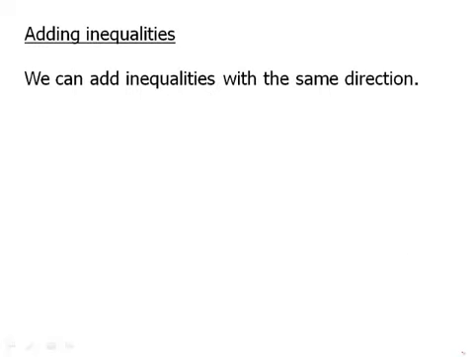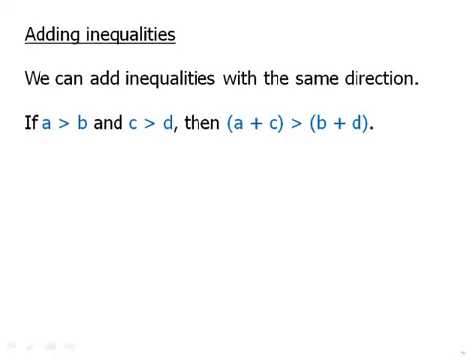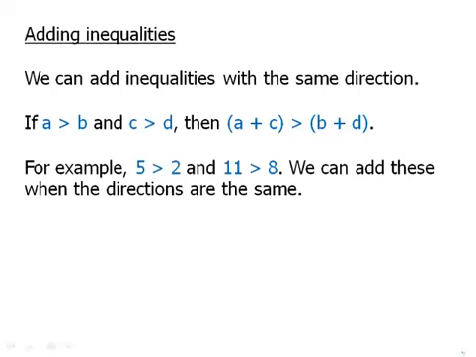First of all, we can add inequalities with the same direction. In other words, with the inequality pointing in the same direction. So if a is greater than b and c is greater than d, then we can just add them together. a plus c has to be greater than b plus d. And that makes sense: if we add the two big things, it's going to be greater than the sum of the two small things. For example, 5 is greater than 2 and 11 is greater than 8. Those are two true inequalities. We can add them when the directions are the same. So when we add, of course, we get another true statement, 16 is greater than 10.